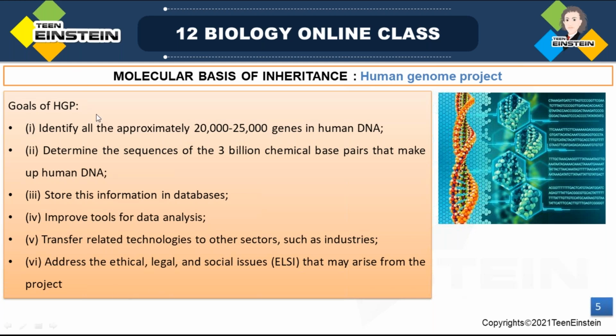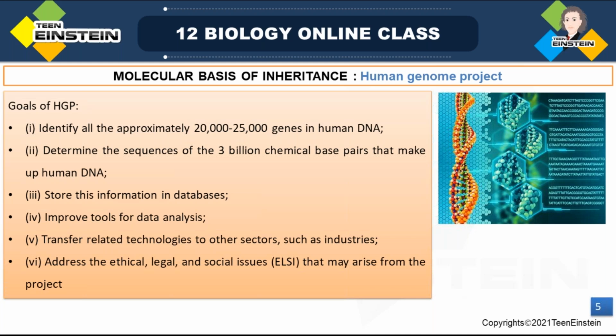So what are the goals of the Human Genome Project? Approximately 20,000 to 25,000 genes. Identification of 20 to 25,000 genes in human DNA. Okay, this is another important question for the board exam. Goals of the Human Genome Project. The first important question is why it is called a mega project.